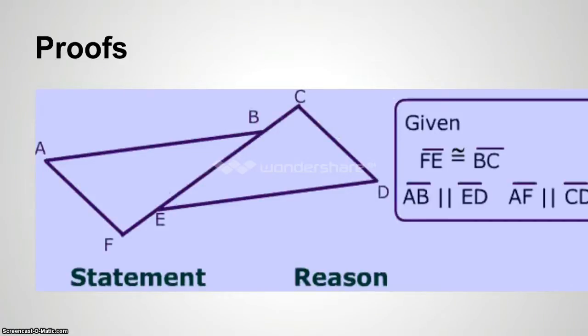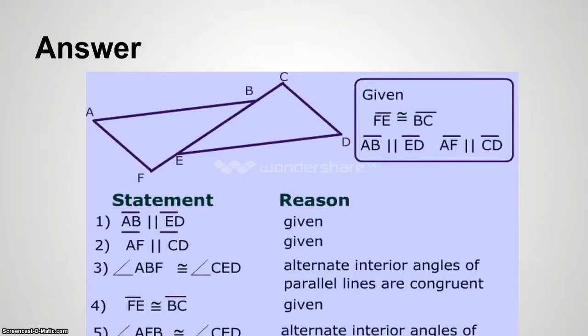Now for answering it, what you want to do first is write down what we already are given. So write down that line segment AB is parallel to line segment ED. Then you would want to write the other thing you were given, that line segment AF is parallel to line segment CD. Now we're going to use the rule that alternate interior angles of parallel lines are congruent, which gives us that angle ABF is congruent to angle CED.